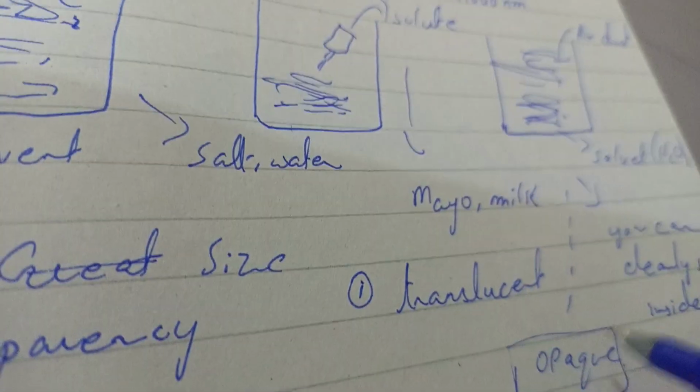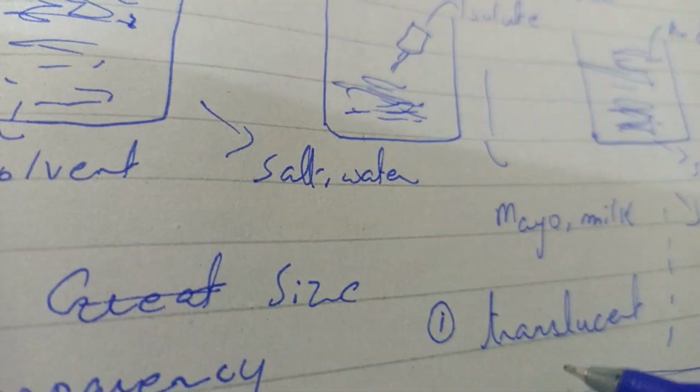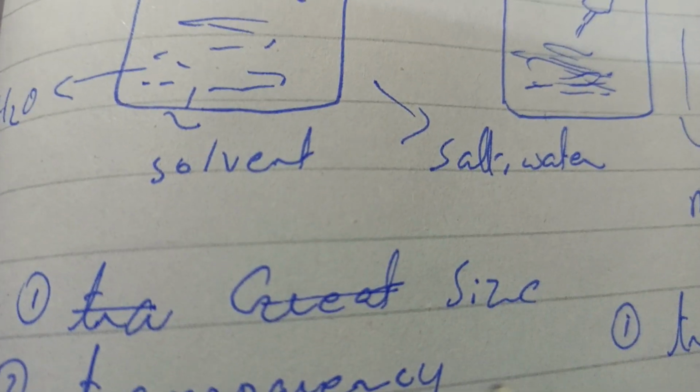So we use opaque for suspension, translucent for colloids, and transparent for the solution.